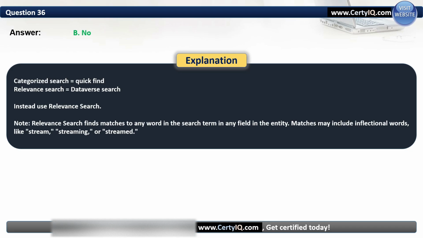Categorized search is quick find. Relevant search is Dataverse search. Instead, use relevant search. Note, relevant search finds matches to any word in the search term in any field in the entity. Matches may include inflectional words like stream, streaming, or streamed.